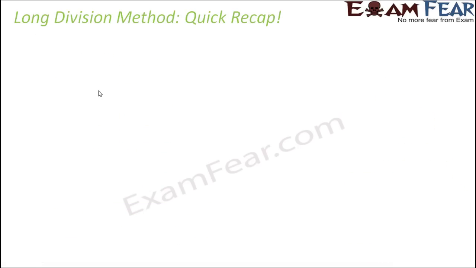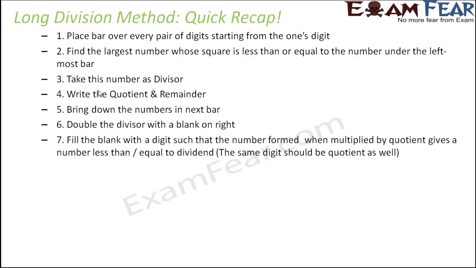So we will do a quick recap of long division method once again with another example. So these are your steps. So let us say this time you have to find out square root of 576. So this is your question. So your first step is place bar over every pair of digits starting from the ones place. So which is your ones place? 6 is your ones place. So we will place bar over one pair of digits, and then we are left with only one digit. So that's okay. We will place the bar over that single digit.